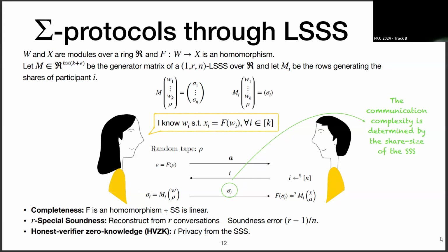So in particular, we are interested in the case of secret sharing schemes that have a large number of participants, so that the soundness error is small. It also has honest verifier zero knowledge because of the privacy property of the secret sharing scheme. Moreover, the complexity of the Sigma protocol is determined by the share size of the secret sharing scheme, right? Because of the last message.